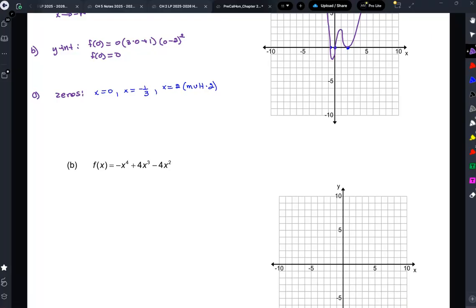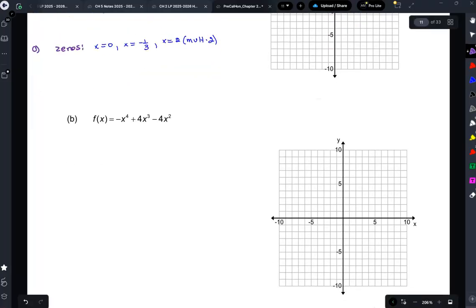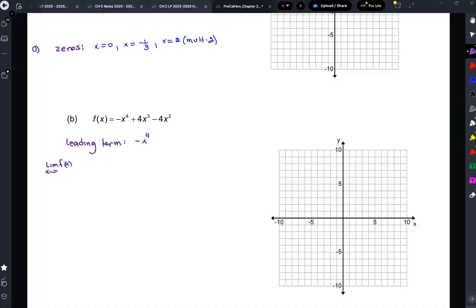This one's not factored. If it's not factored, the leading term is more obvious. So look, before today, you would never have been able to graph this by hand. But today we will be able to. So let's take a look. The leading term is negative x to the 4. So the limit of f of x as x approaches negative infinity will be what? Right, and what about the other one? Also negative infinity. Okay, good.